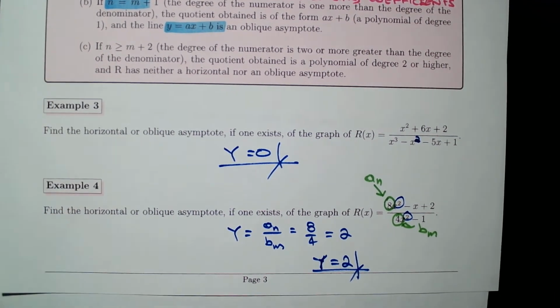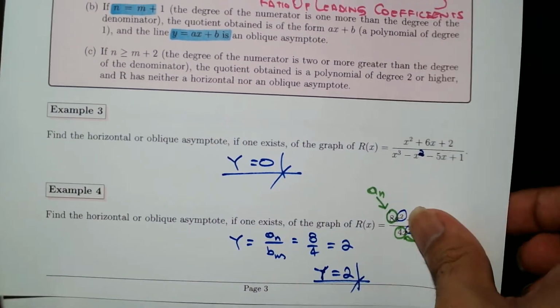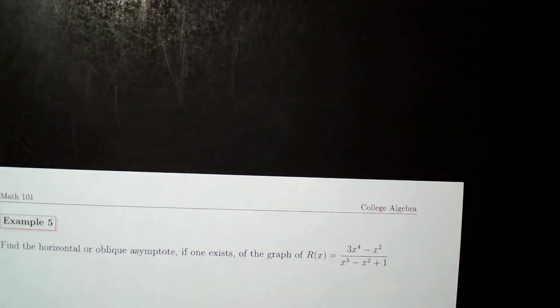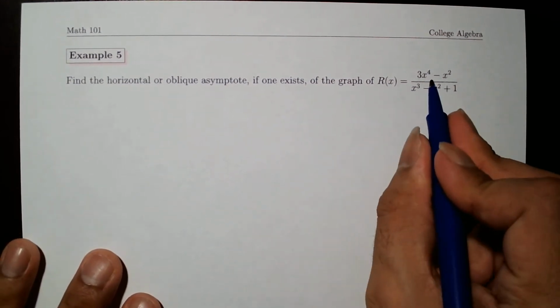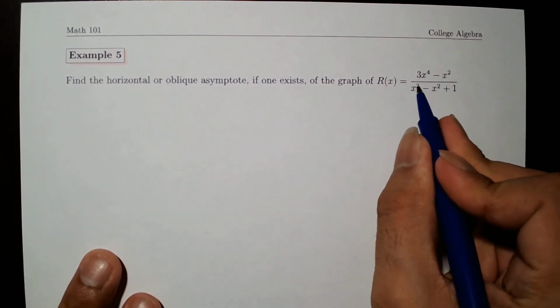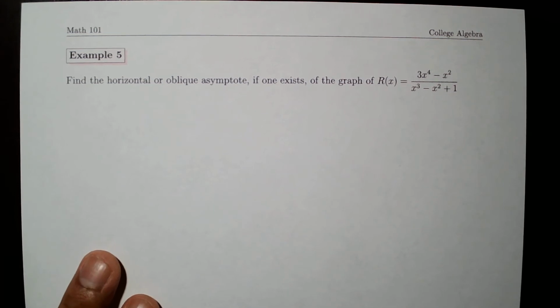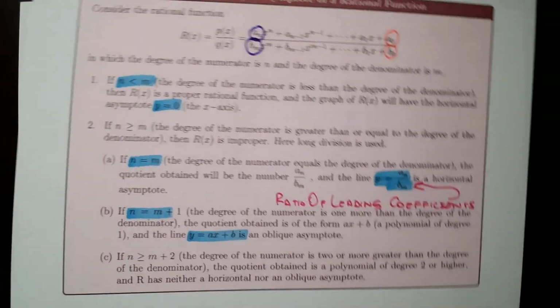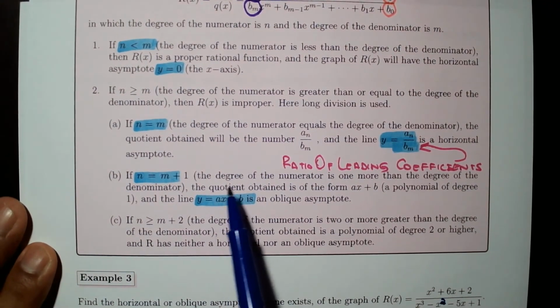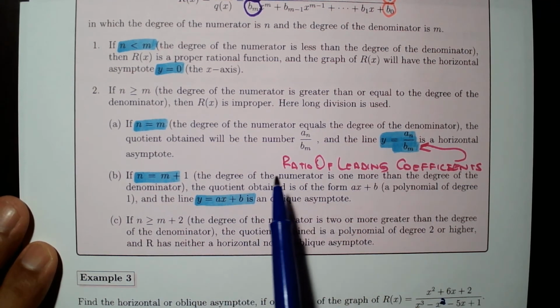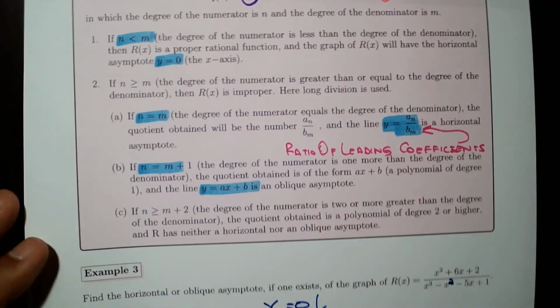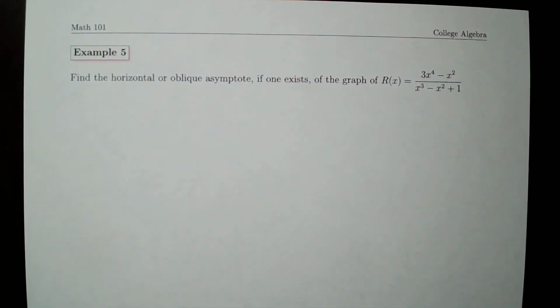All right. Let's look at another example. Let's look at the last page of this handout. All right. So example 5, find the horizontal or oblique asymptote if one exists. In this case, notice how the degree of the numerator is 1 more than that of the denominator. So in this case, our asymptote will be of the oblique form, and it's obtained by polynomial long division. So let's go ahead and do that.